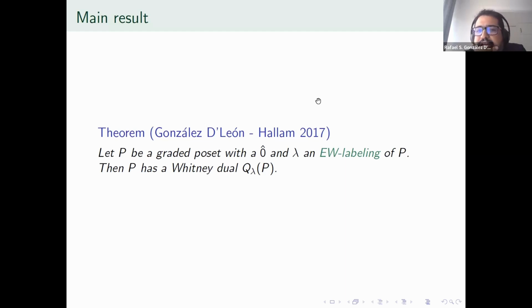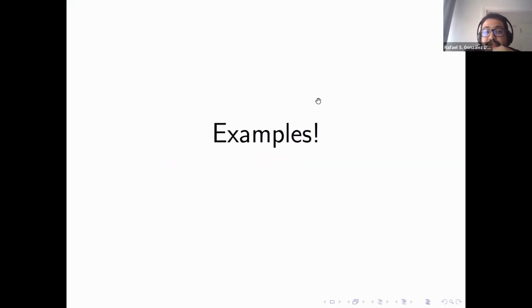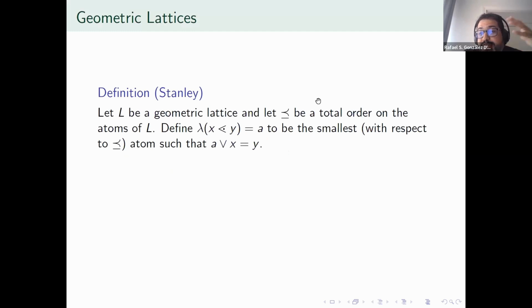So now, this is the main theorem. This thing looked complicated from the very beginning: what kinds of pairs of posets will be Whitney duals to each other? We can attack this with Whitney labelings, and a lot of the ER labelings that we have found in the literature have this property. We are just studying some of them. So let me show you some examples. The first one, and kind of the big example for us, is the world of geometric lattices.